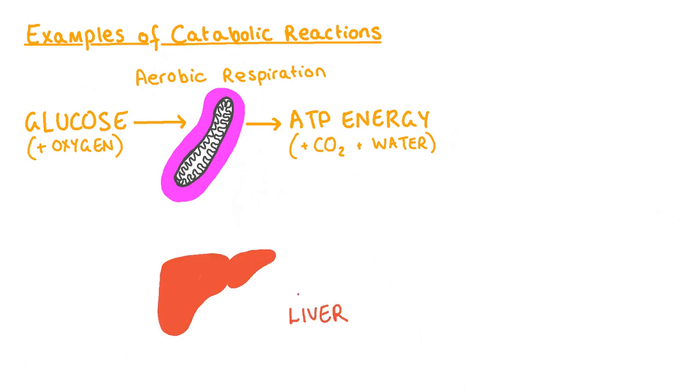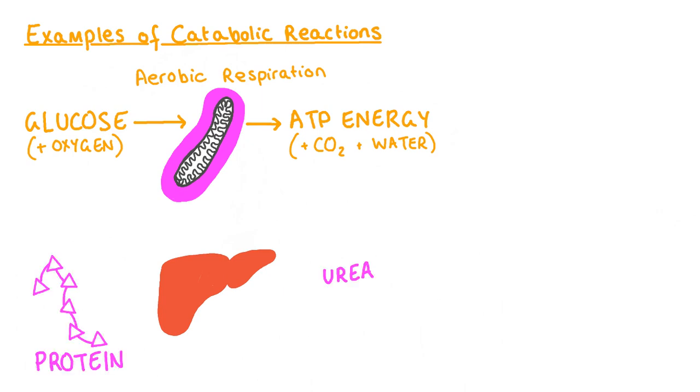This diagram is of the liver, an organ which carries out a vast number of metabolic functions. One catabolic reaction that's carried out by the liver is converting excess proteins into a substance called urea. This process of breaking down proteins releases energy, some of which will be used to convert the product into urea, which can then be excreted from cells to exit the body as part of urine.